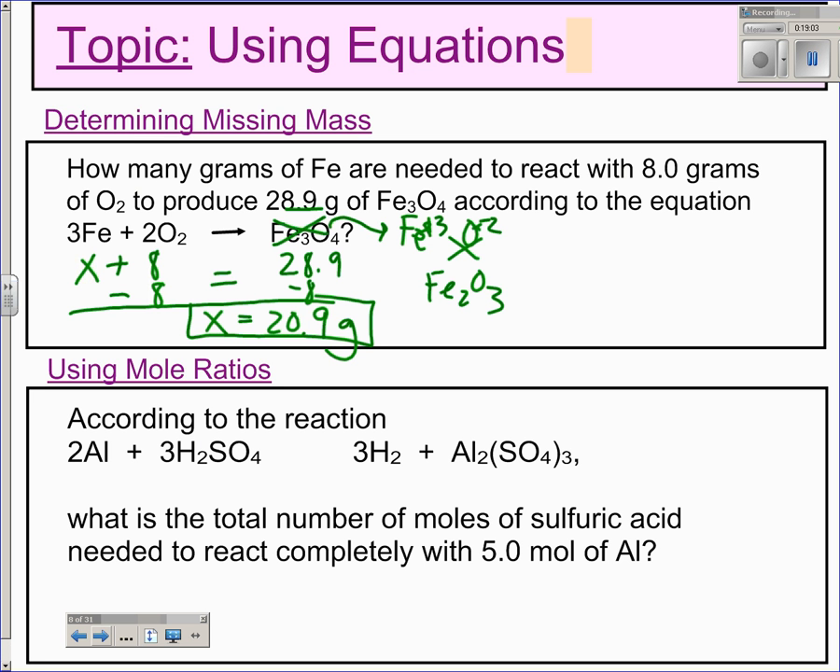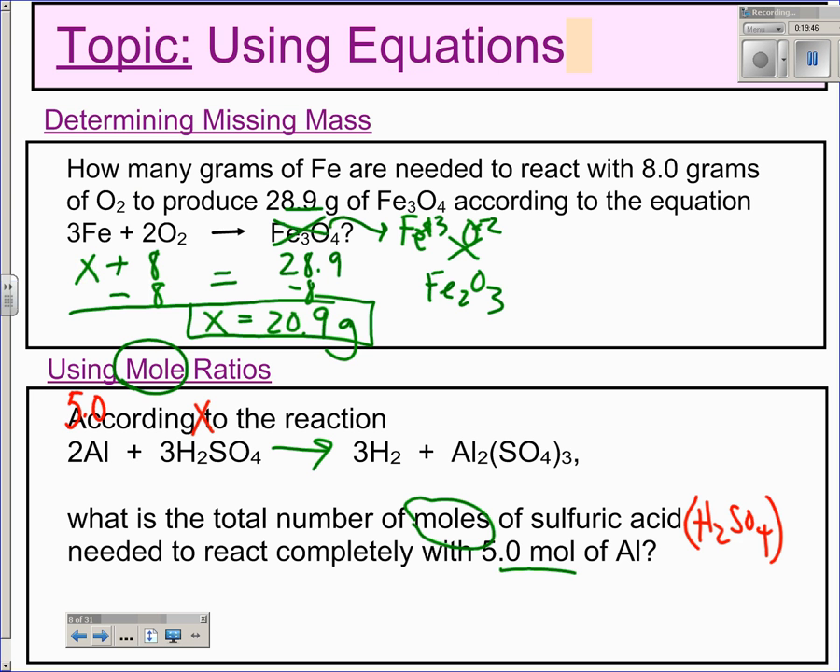Now, this is different from mole ratios. Notice the word moles, not mass, in this particular question. It says, according to the reaction, what's the total number of moles of sulfuric acid needed to react completely with 5 moles of aluminum? So we don't know the number of moles of sulfuric acid. You probably don't know, but H2SO4 is sulfuric acid. I'm going to write that over here. That's sulfuric acid. So we don't know that. That's X. Needed to react completely with 5 moles of aluminum.